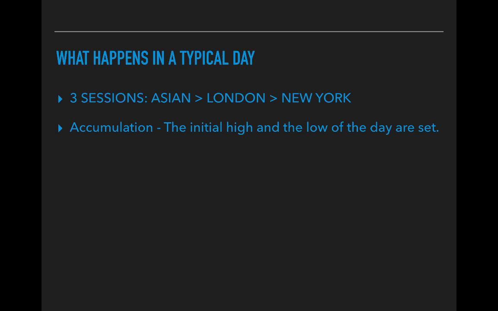The Asian session is usually the accumulation phase. This is where the initial high and low of the day are set, and that's the initial high and low, not the final high and low. During this phase, they trade within each other and create this high-low range for the day.